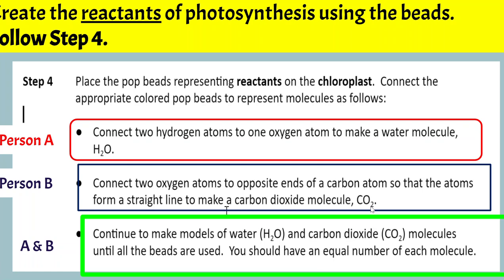All right, so I'm gonna show you how to at least make one of these, and then I'm gonna magically show you how many we totally ended up with. So we're gonna keep making molecules of water and molecules of carbon dioxide until all of our beads are used. Also on your paper, it says that we're gonna place those pop beads that represent the reactants on the chloroplast. A chloroplast is just the place in the leaf. There are lots and lots of chloroplasts in the leaves.